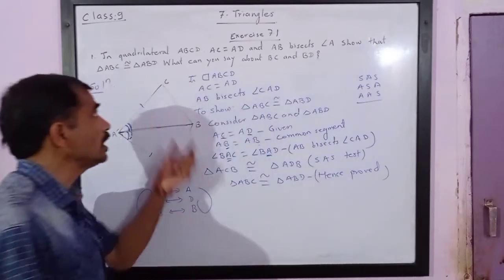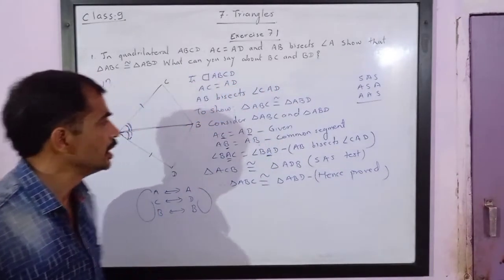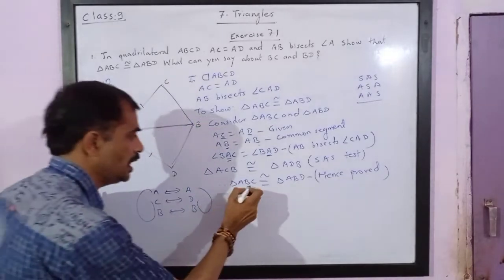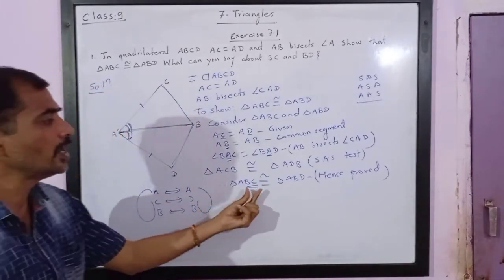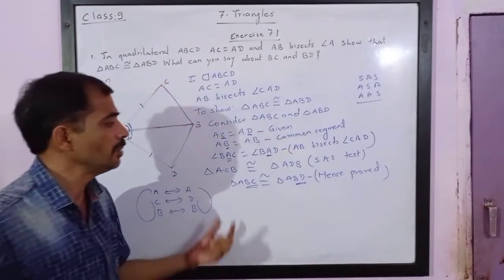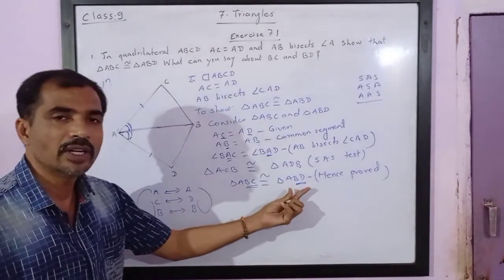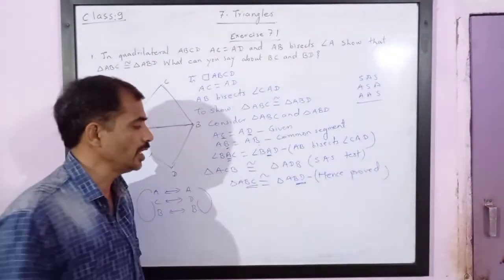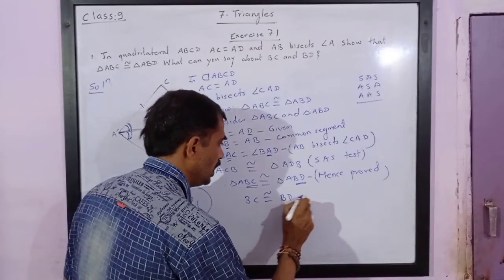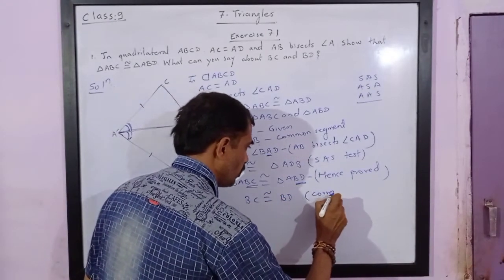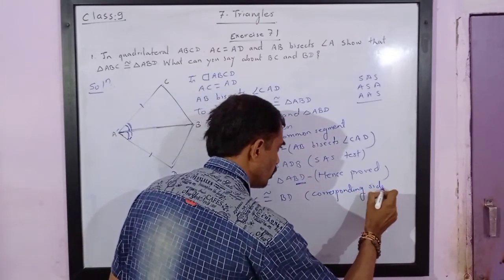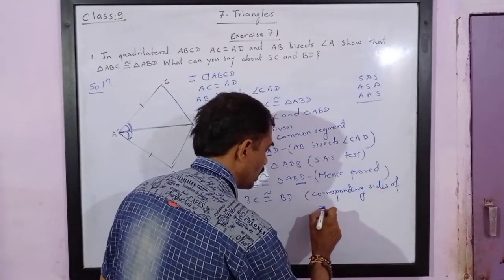Now we are asked, what can you say about BC and BD? This is BC and this is BD. Please note, BC is the side formed by the second and third vertex. Here also you will notice that it is formed by the second and third vertex. It means if triangles are congruent, we know that their corresponding parts are congruent. It means BC is congruent to BD. Reason is corresponding sides of congruent triangles.